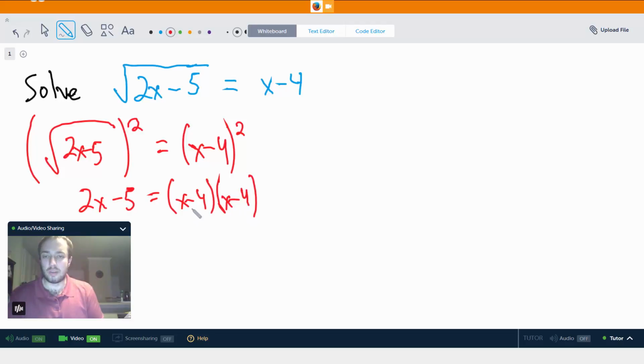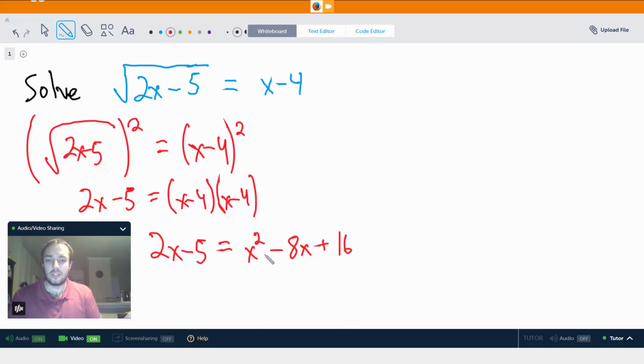Okay, so we have to be very careful here and make sure that we FOIL. Okay, we don't want to say x squared minus 4 squared. Remember, that's not right. We do want to make sure that we FOIL. So first, outer, inner, last. And then when we do that, we're going to get 2x minus 5 on the left still. And on the right, we have x squared minus 4x, again, so minus 8x, and then plus 16.